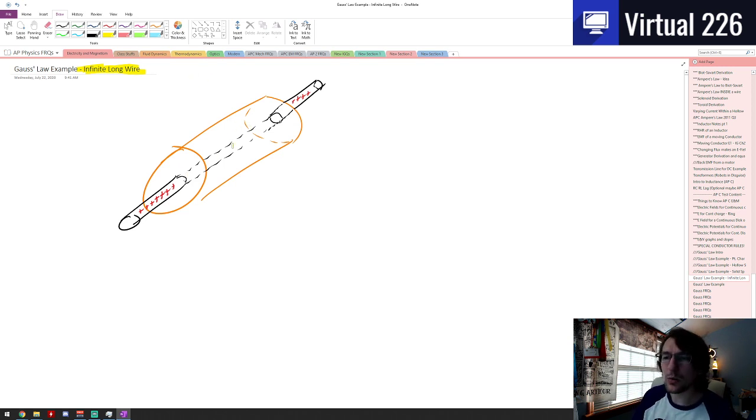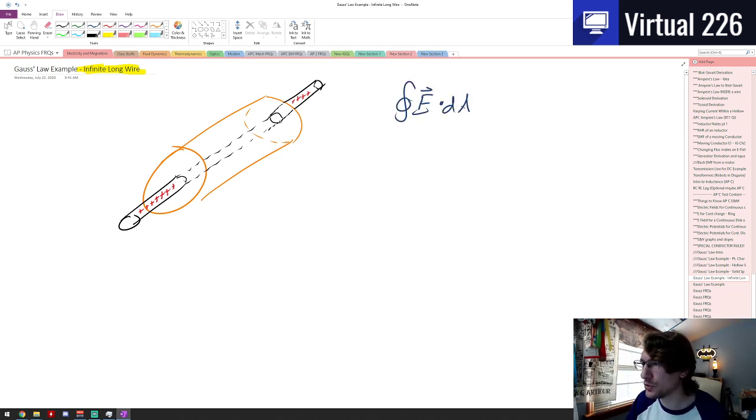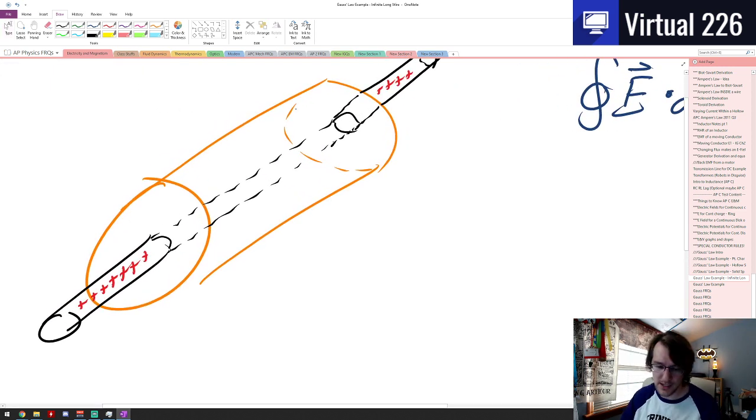Now, what we're going to do is surround this in a Gaussian surface, because we know that if we take that closed path integral of the electric field through some surface area, that will equal the charge enclosed divided by epsilon naught. Okay. Now, what's going to actually happen here is we can do a little bit of thinking and see the following.